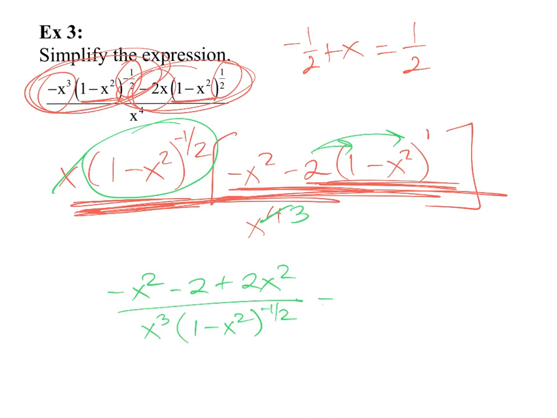Alrighty, I'm all done with that. Now I have negative x squared plus 2x squared, so I have x squared minus 2 over x cubed times 1 minus x squared to the half power. Now I got to erase this right here. I shouldn't have written negative 1/2. That was the whole reason why we brought it down, to make it positive. Okay, and we can't factor this. There's nothing else we could do here. We can't simplify it any further. So that's your answer. We're done.